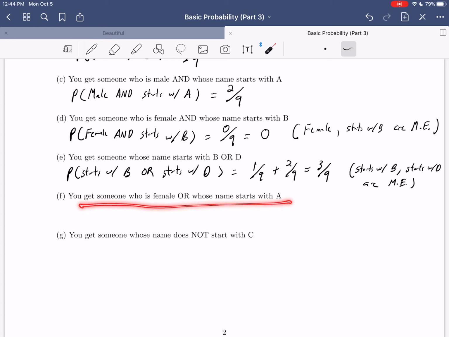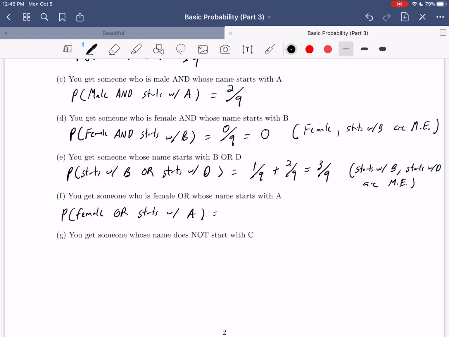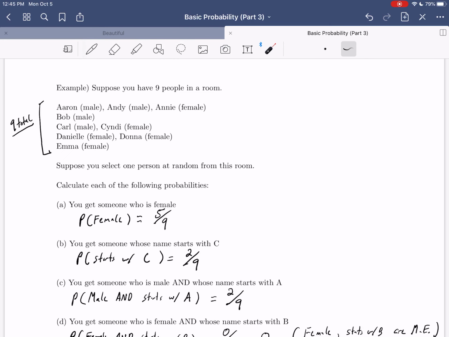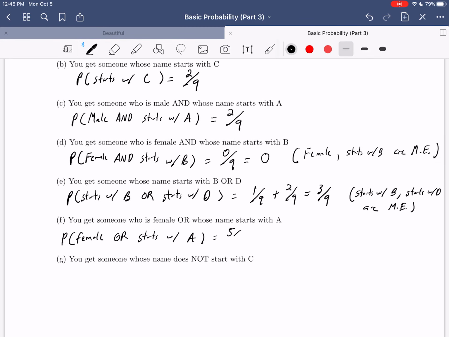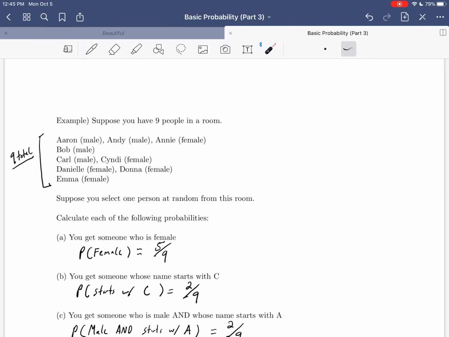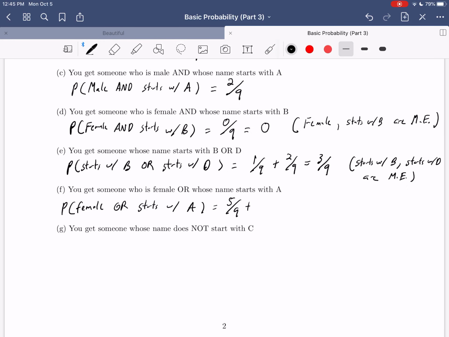All right, we get someone who is female or whose name starts with A. So now we want somebody who is female or starts with A. Okay, so we're going to do some sort of addition. So let's find everybody who is female. So we know that that was Annie, Cindy, Danielle, Donna, Emma. So that's 5. So we're going to take 5 out of 9 plus everybody who starts with A. So if we see here, that would be Aaron, Andy, and Annie. So that's 3 out of 9.